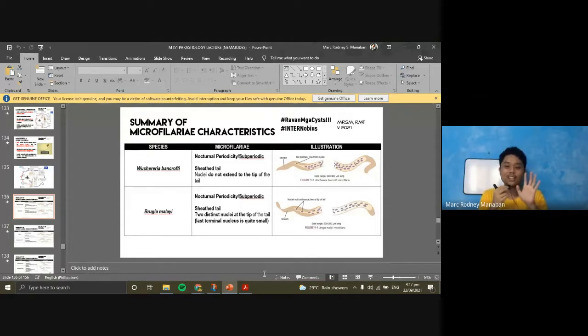So take note of that. Brugia malayi, Brugia timori. A very important characteristic of Brugia malayi is that its sheath is stained by Giemsa. The rest of the filarial worms usually have sheaths that do not stain with Giemsa.